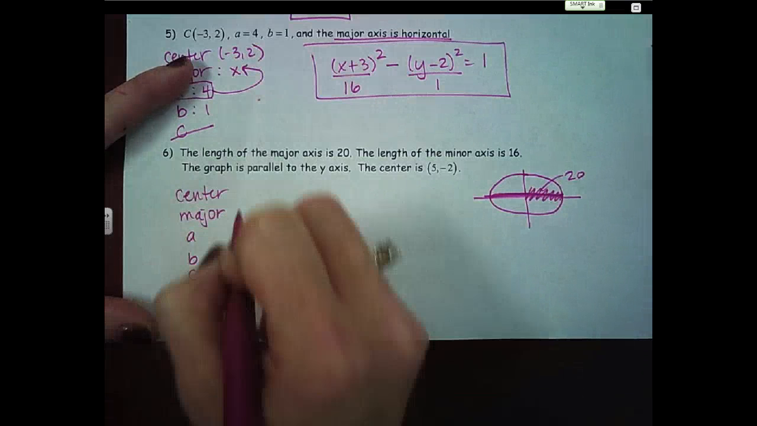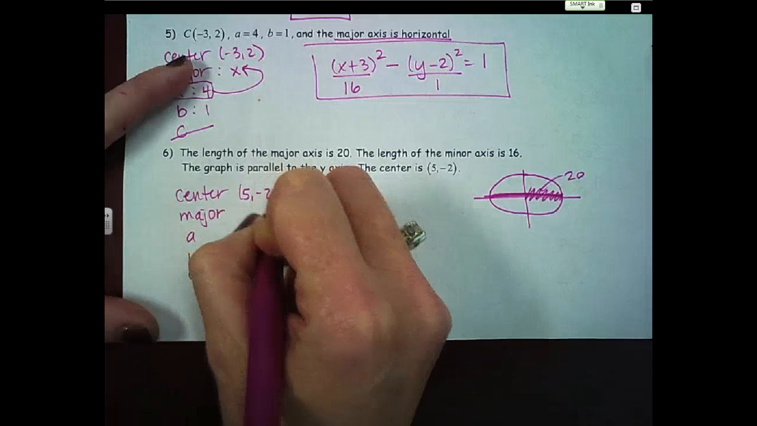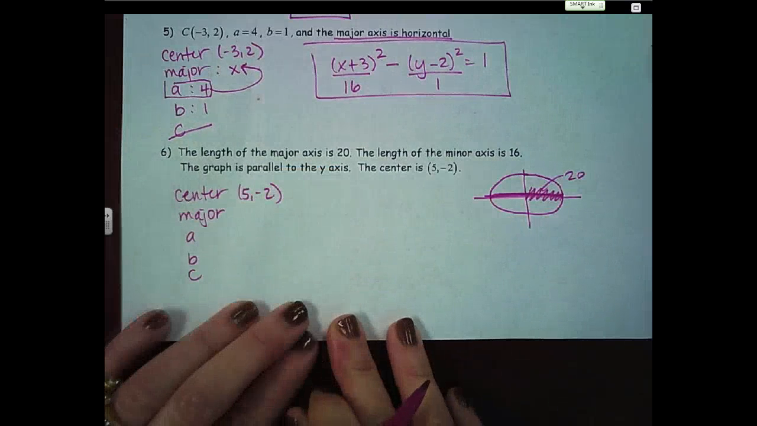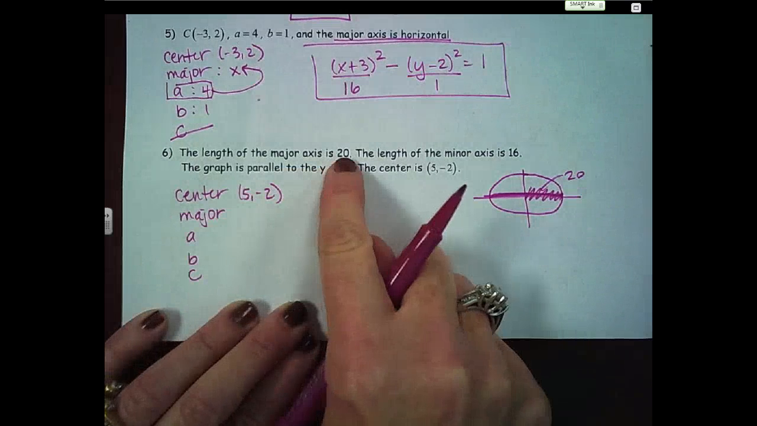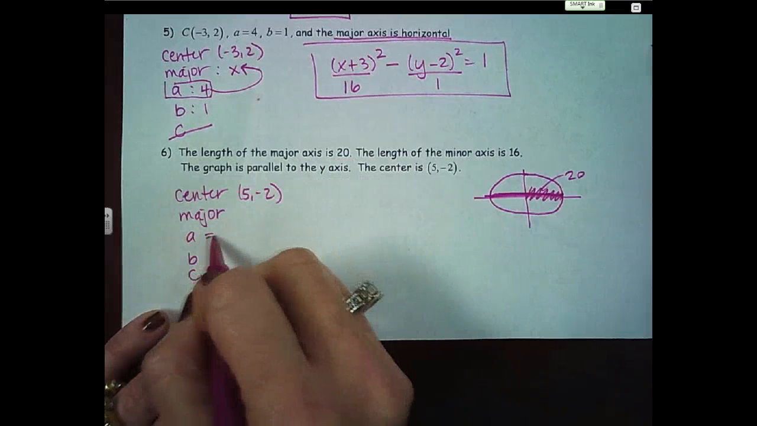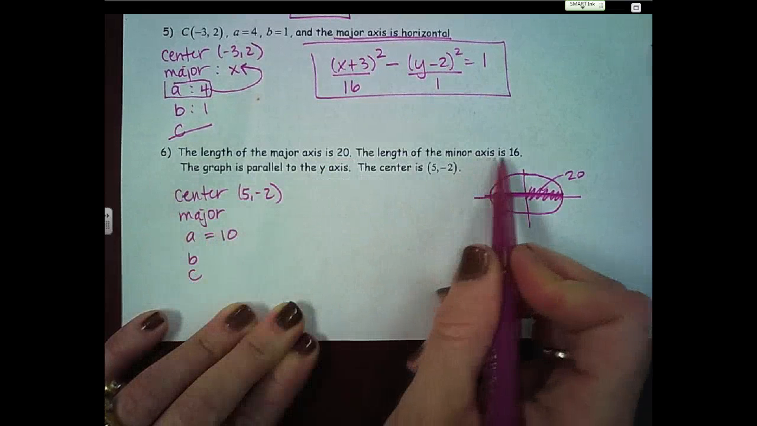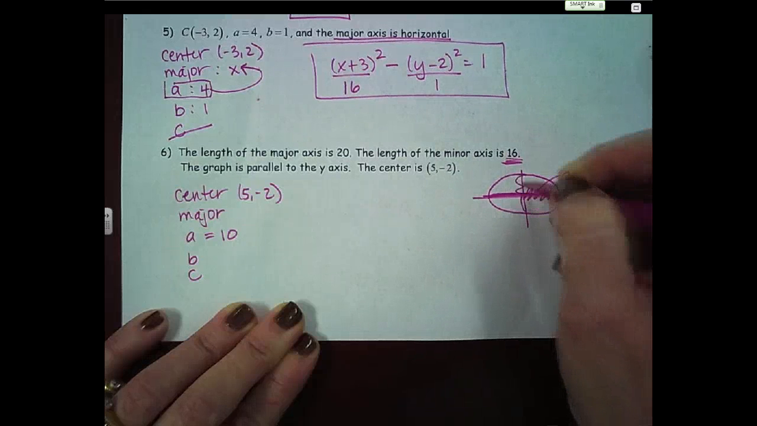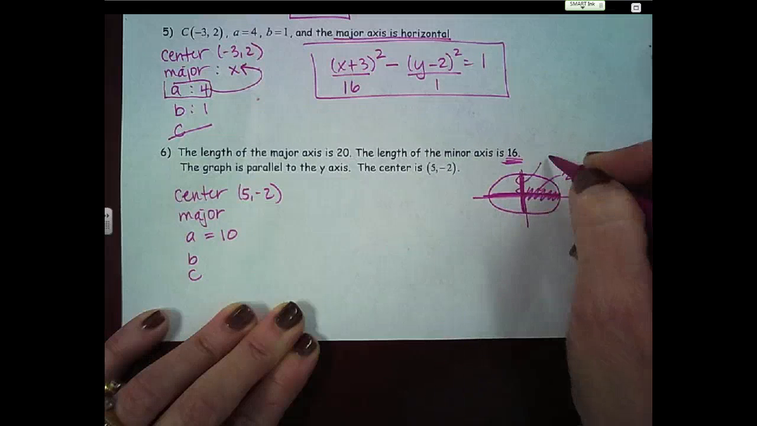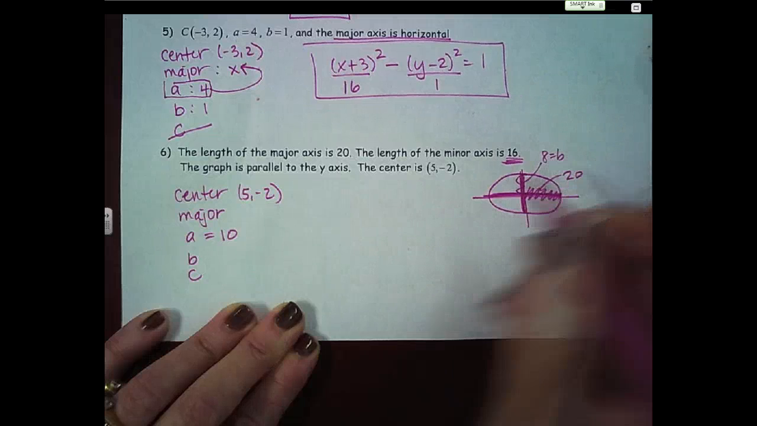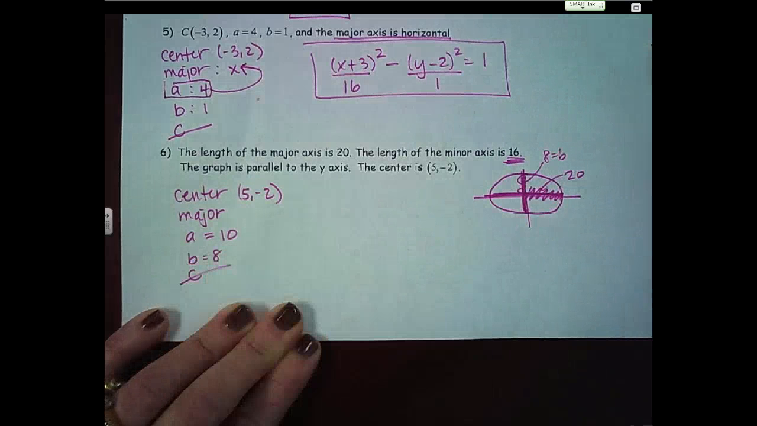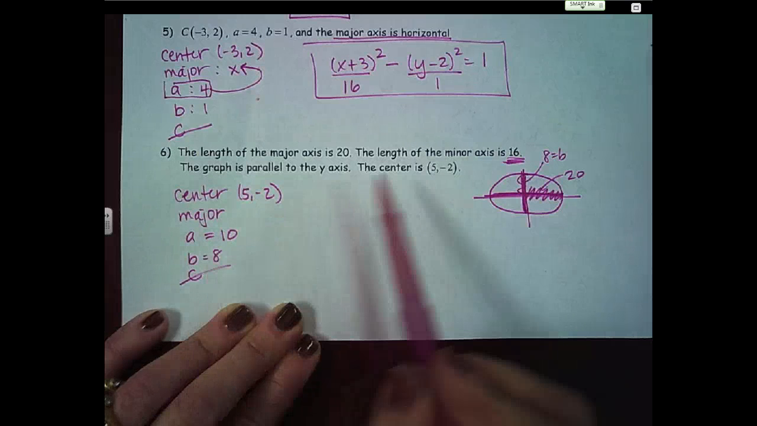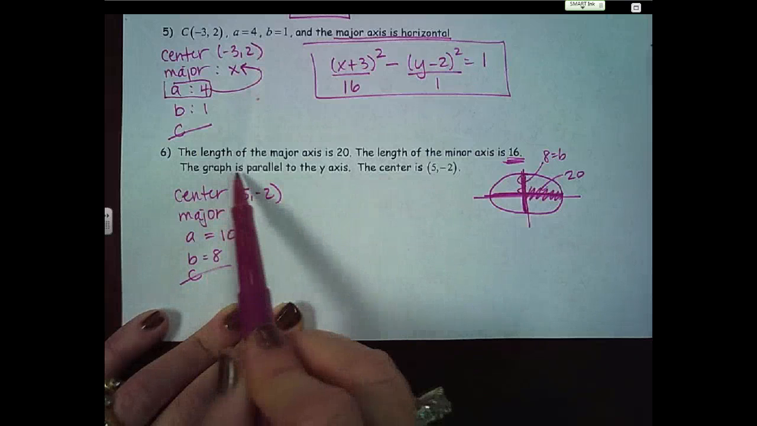The center is (5, -2). The length of the major axis is 20, so that means A is 10. The length of the minor axis is 16. It means this whole distance right here is 16, so B is half of it. So B is 8. We don't need to know C because we have A and B. The major axis, it tells us, is parallel to the y, so the major axis is y.